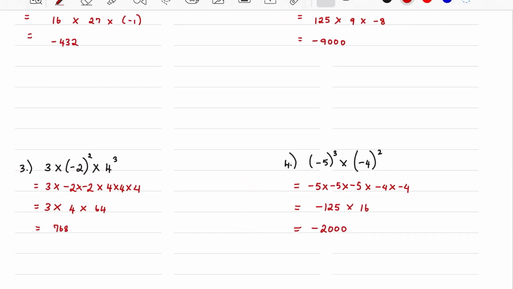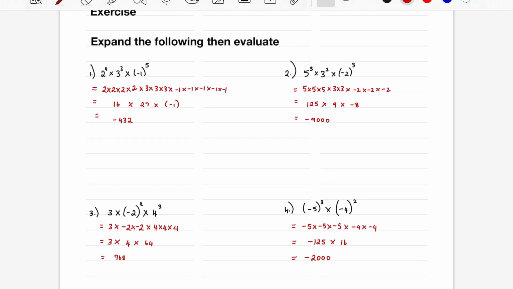So that brings us to the end of these questions and the end of the video overall. So this was just an introduction to indices. So I hope you understand more of what an index is and how they operate in different questions. The next video, we're going to look at laws of indices, so operations on the actual exponents or powers themselves, and how we can manipulate them if we have the same base operations or operating on each other.